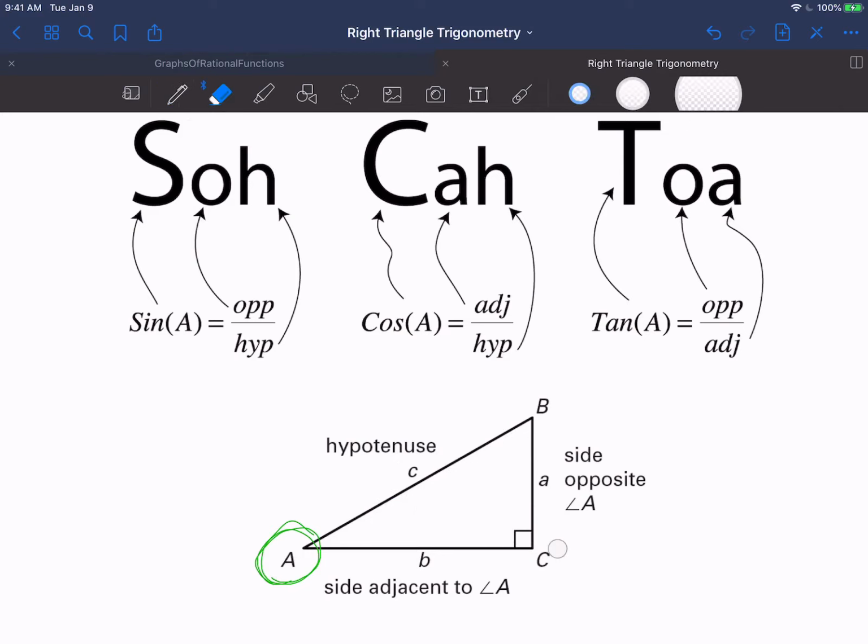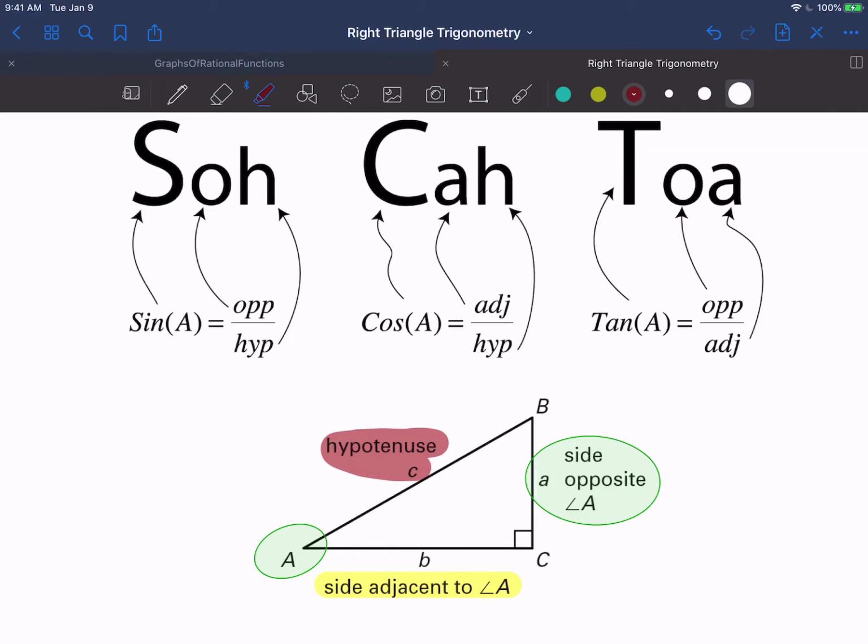Okay, so relative to side A here, angle A here, this is the side that's opposite A. And then right here, we have the side that's adjacent to A. And both the side that's opposite of angle A and the side that's adjacent to angle A, that's all relative to A. Then of course we just have the hypotenuse. The hypotenuse is always across from the right angle. We know what that is. That doesn't change no matter how we look at this triangle.